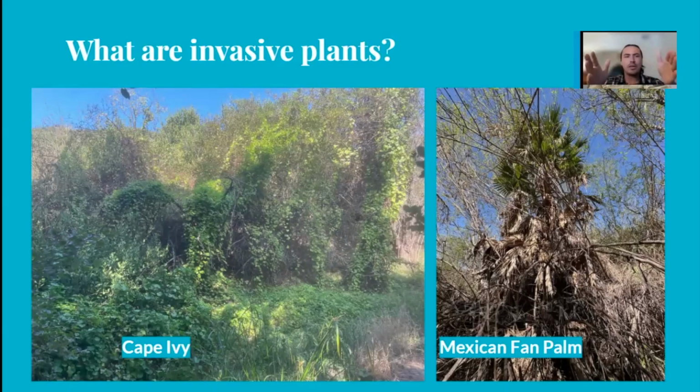Now, the thing that really goes to show you the impact of invasive plants are pictures. As we see here, we have Cape ivy on our left screen. As you can see, that is taking over quite a bit of the vegetation there. It's hard to even make out what else is there other than the Cape ivy. And then on our right side, we have Mexican fan palm, and that is another invasive plant within the Southern California region and West Coast itself.